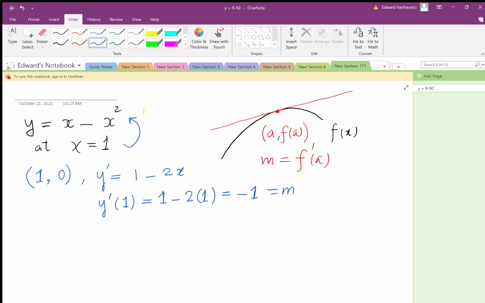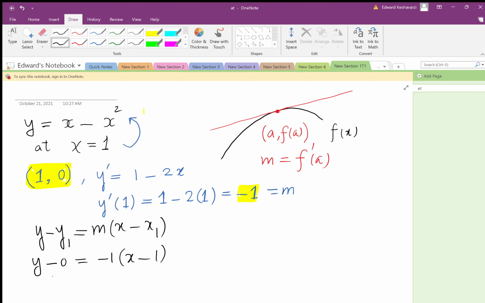By having slope and point, we use the slope point form of the line, which says y minus y1 equals m times x minus x1. So y minus 0 equals -1 times x minus 1. Therefore, y equals -x plus 1 is the equation of tangent line.